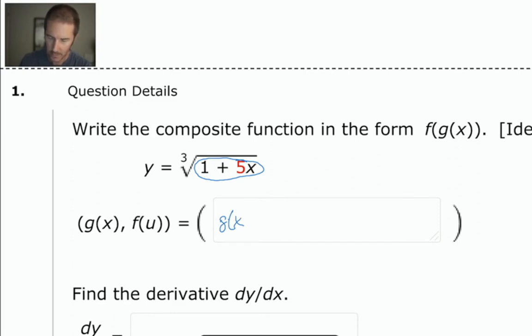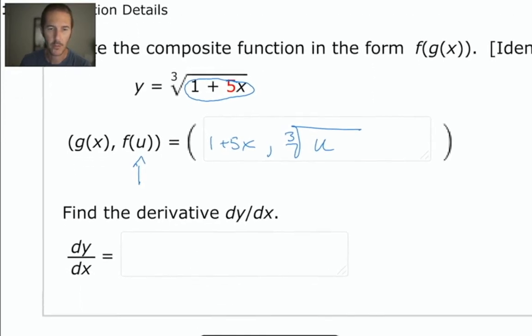G of x, I don't know if we have to write g of x equals here. I think maybe we can just write 1 plus 5x, comma, and then the outer function is the cube root function. We're being told to write it in terms of u, so I'm going to write the cube root of u. Eventually the u is going to get replaced with a g of x, which is going to get replaced with a 1 plus 5x. But for the moment, this is the format that we're going to use.